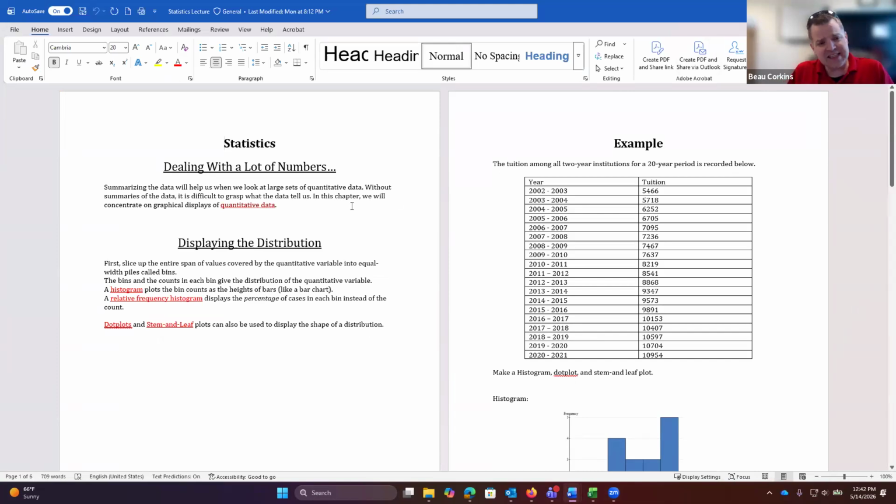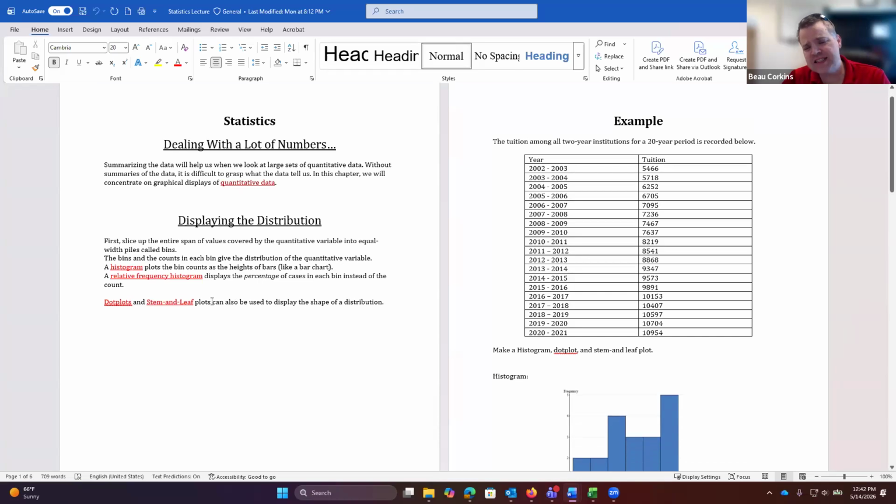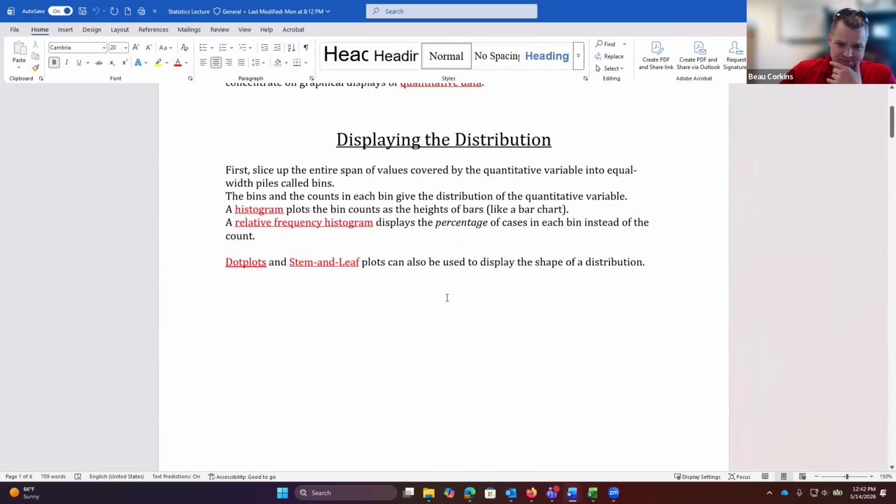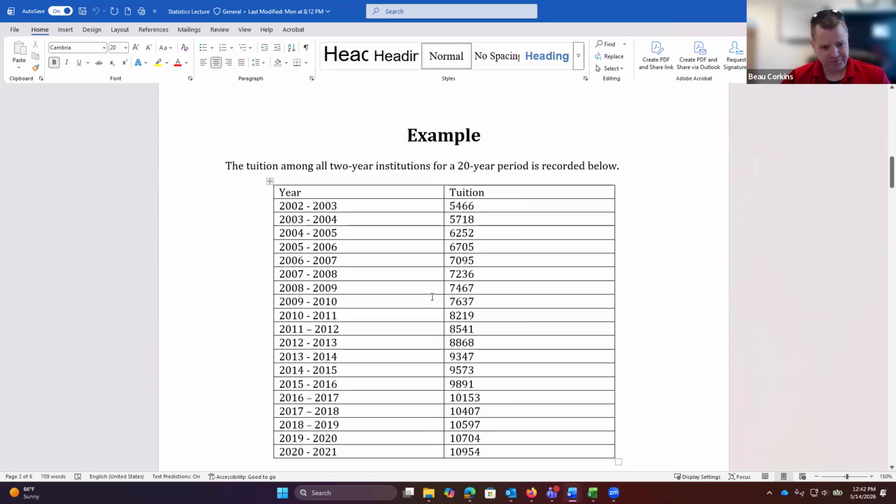Statistics is about basic quantitative statistics, and most of statistics is actually about drawing a picture. The main picture for quantitative data is a histogram. Dot plot and stem and leaf are also types of pictures that we investigate, but without a doubt, the main one is a histogram.